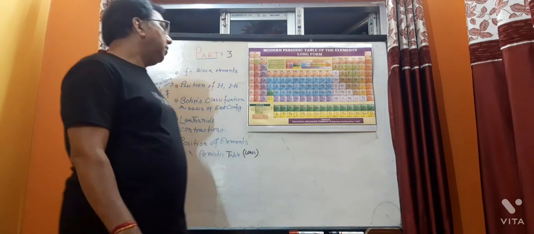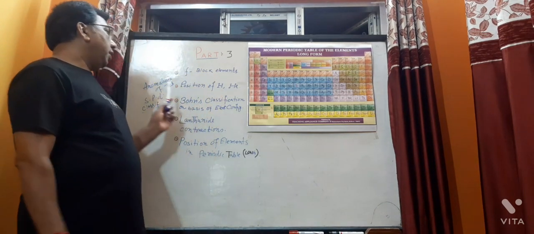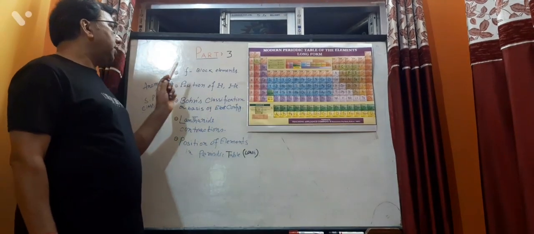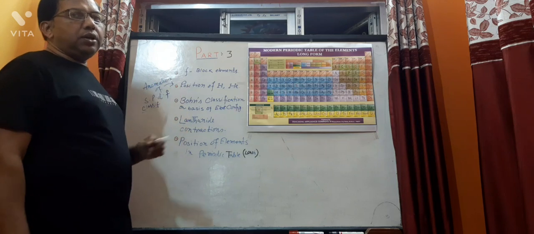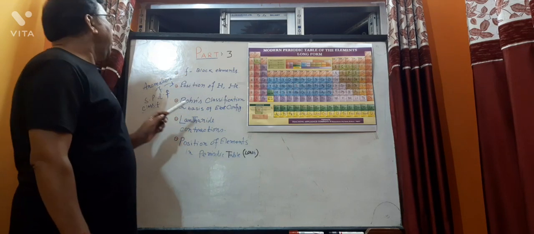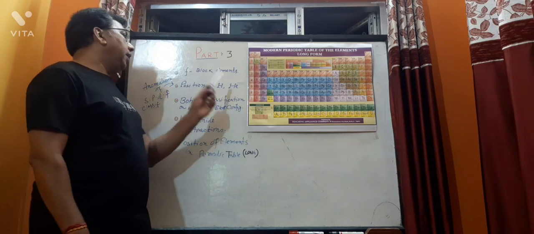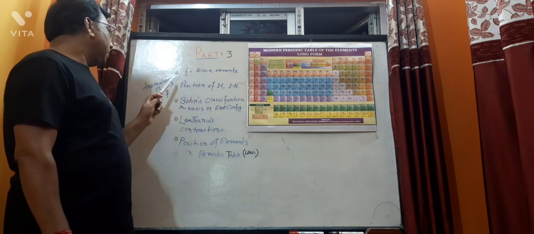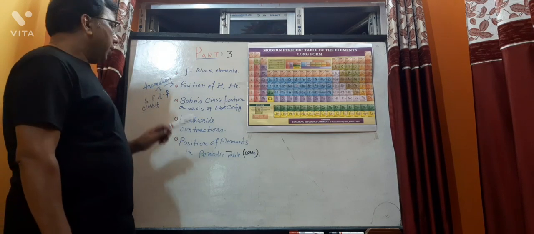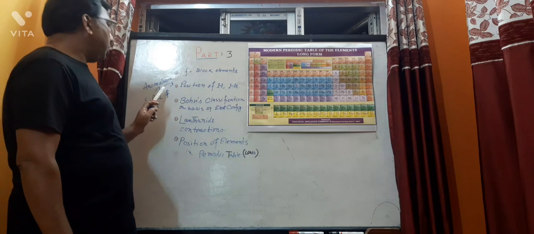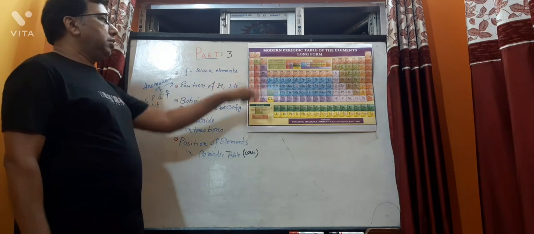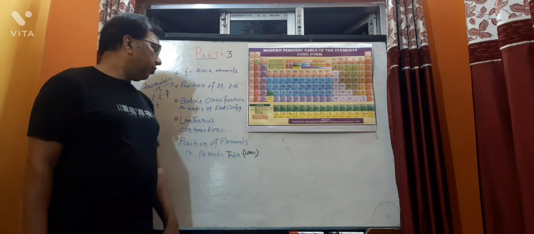Today's discussion: the first one is about the SPDF block. I have already discussed S, P and D. Today I will discuss the first topic, F block elements and their characteristics. Then the position of hydrogen and helium, that is the anomalies of SPDF classification. In this context, I have to discuss the position of hydrogen and helium, which does not satisfy the table.